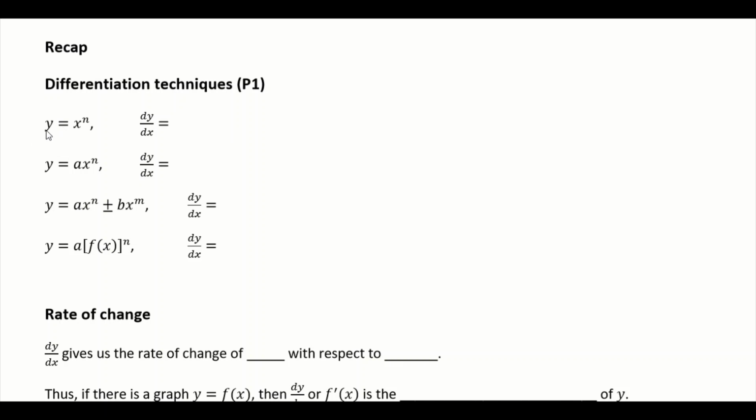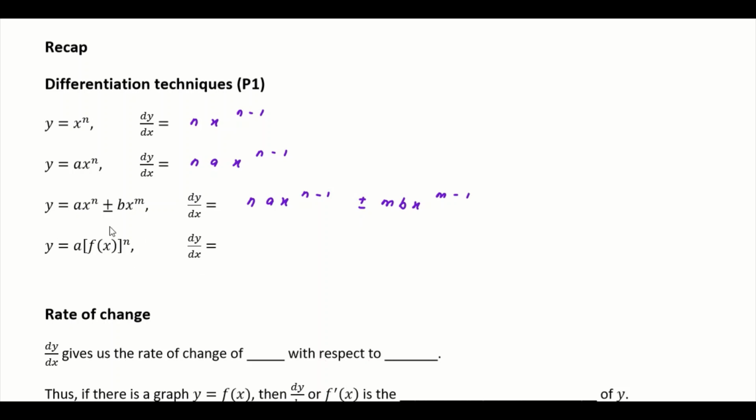If we have an equation y equals x to the power of n, dy dx will be equal to the power brought to the front, then the power minus 1. If you have a constant in front, it's still the same: n multiplies with a, then x to the power n minus 1. If you have different terms connected by addition or subtraction, it's exactly the same as differentiating a single term, and the plus or minus sign just follows the signs that you have.